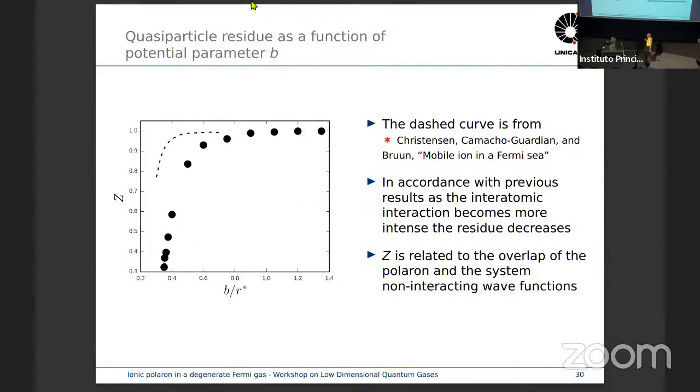And here we have our results. Again, these are results for the ladder approximation. And what we see is that as the potential gets deep, the residue gets smaller and smaller, meaning that the wave function of the polaron is quite different from the wave function of a free particle in the bath.